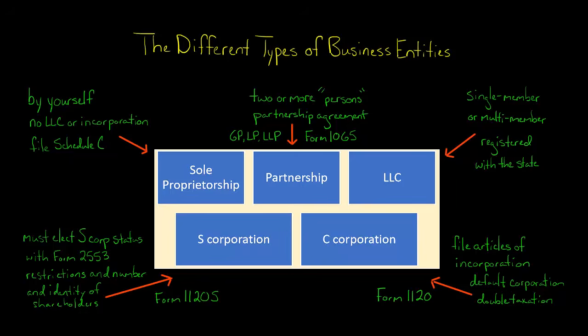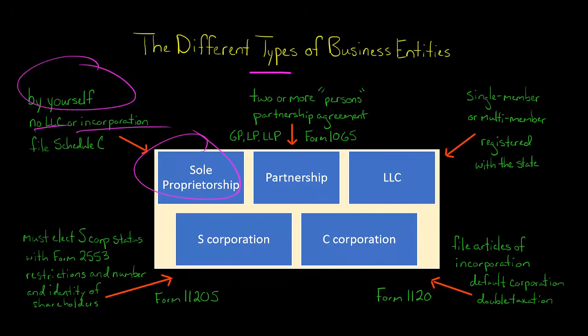If you're starting a business in the United States, you have several different types of business entities you can choose from. If you're by yourself, meaning you don't have any other investors, it's just you starting the company, and you don't create an LLC in your state, you don't file articles of incorporation to create a corporation, then you are a sole proprietor. Okay, you have a sole proprietorship.